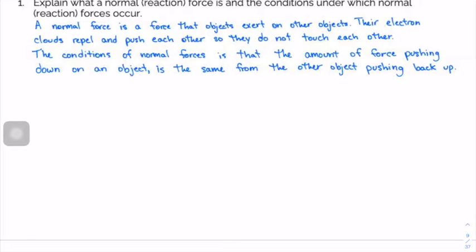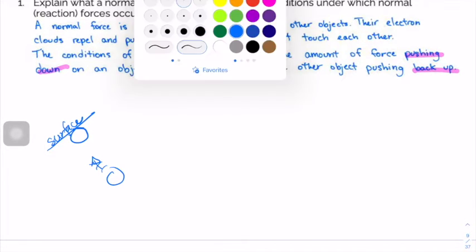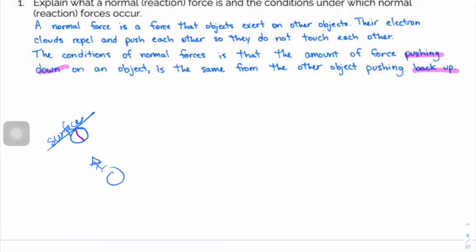So the only thing that concerns me about this answer is that they've put in directions. So they've talked about pushing down and pushing up. And it's really important to realize that normal force can go in any direction. So if I have a surface here, and an object, so we'll say like a ball, comes and hits the surface. Okay, so when it hits the surface, there's a normal force that is exerted perpendicular.